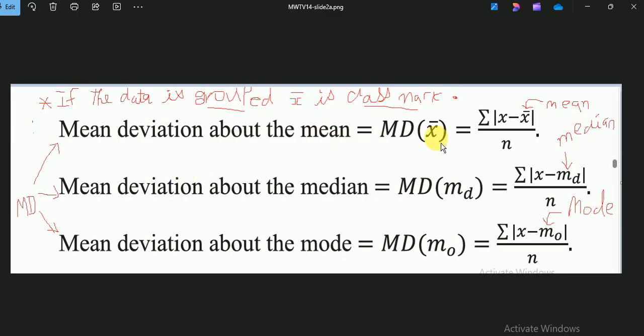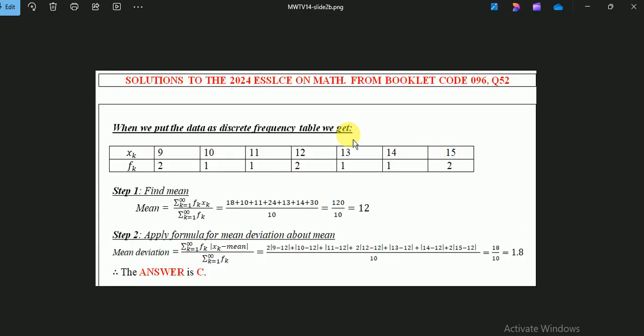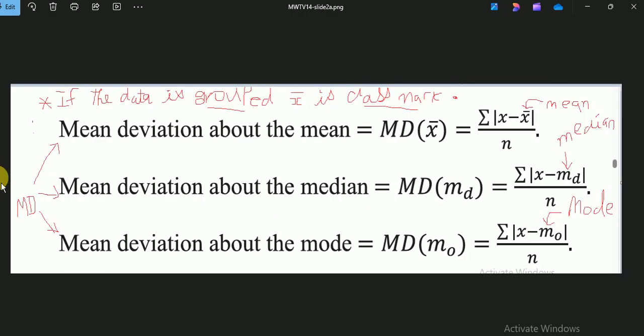Mean deviation about the mean is given by this formula: the summation of each item in the data minus the mean of the data, over n. N means the number of values in the data. We can apply this formula. We can organize the given data in table form, a discrete frequency table. The values in this data range from 9 up to 15, and 9 occurs twice, 12 occurs twice, 15 occurs twice. Each of the remaining values occurs only once.